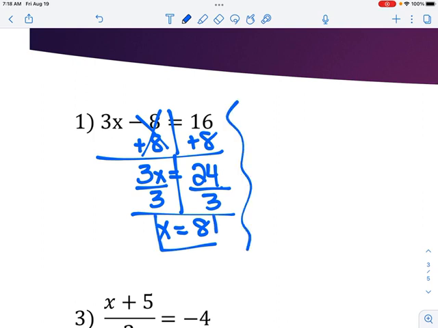Okay, now here's what the check looks like. To check this, we take this 8 and we simply plug it back in. So it looks like this: 3 times 8 minus 8.